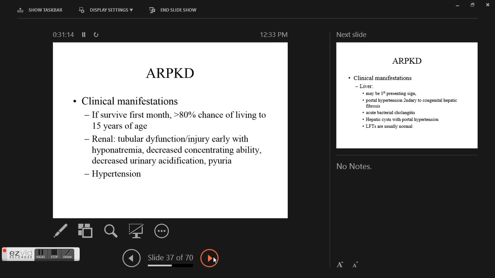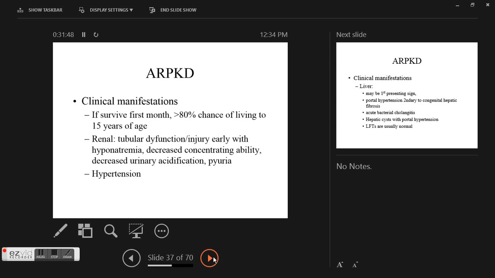You will see tubular dysfunction. Because it's tubular, you'll see tubular dysfunction. You'll see electrolyte abnormalities. Specifically, you'll see hyponatremia. You may see hypokalemia as well. Decreased urinary concentrating ability. Remember, infants can't concentrate their urine as it is, so you have to take that with a little bit of a grain of salt. An adolescent who can't concentrate his urine is very different than an infant. They are going to have a decrease in the ability to acidify the urine, and they might also have pyuria.